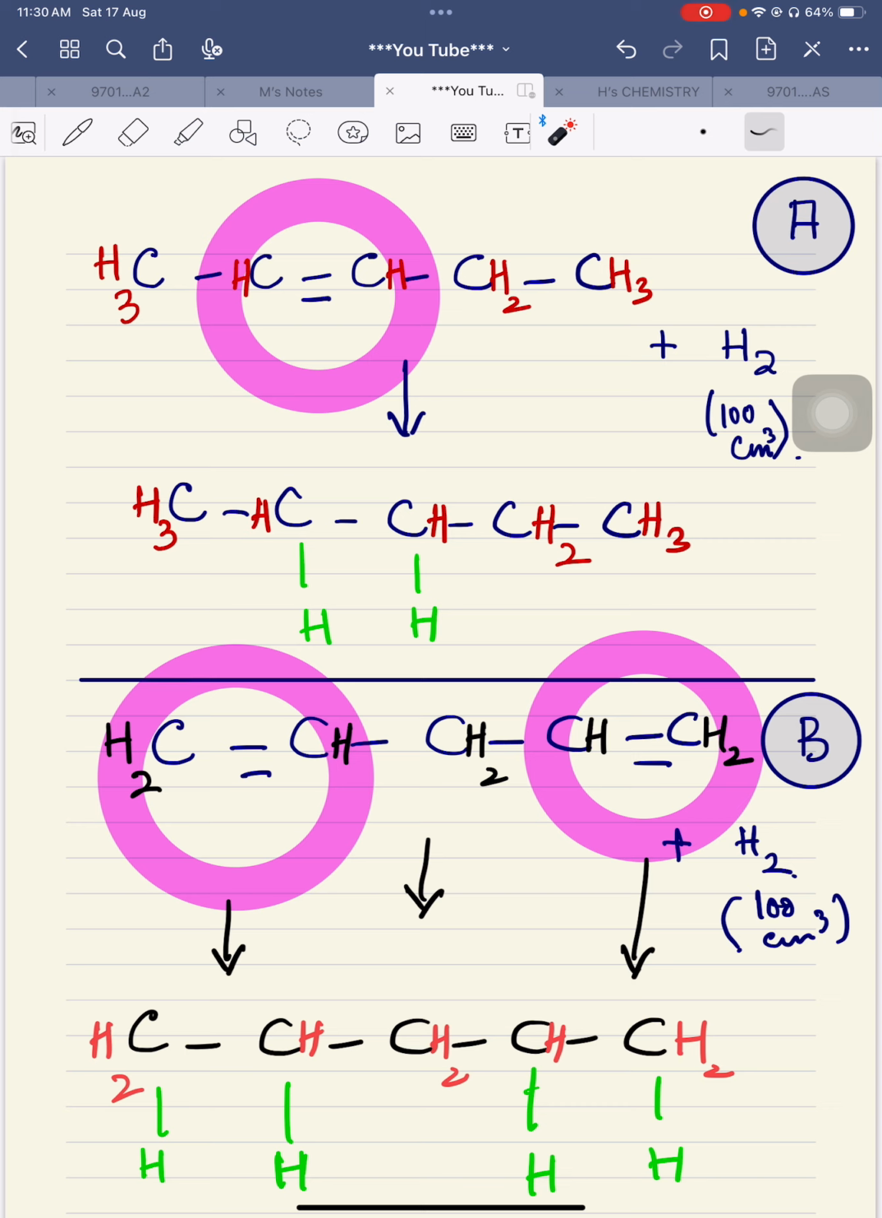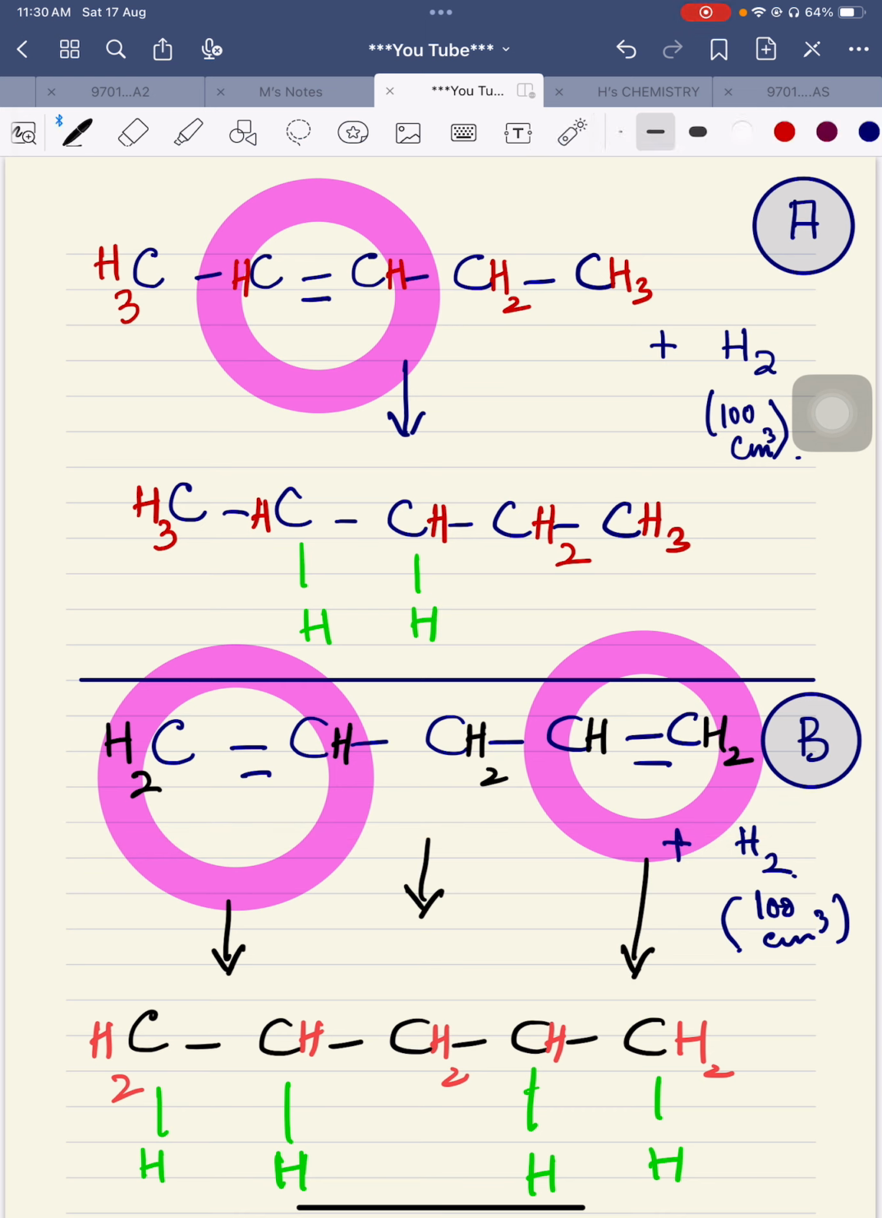Okay, guys, you can check that compound A has one carbon double covalent bond, whereas compound B has two carbon double covalent bonds. It is telling you that A has a lesser degree of unsaturation, whereas B has a higher degree of unsaturation.